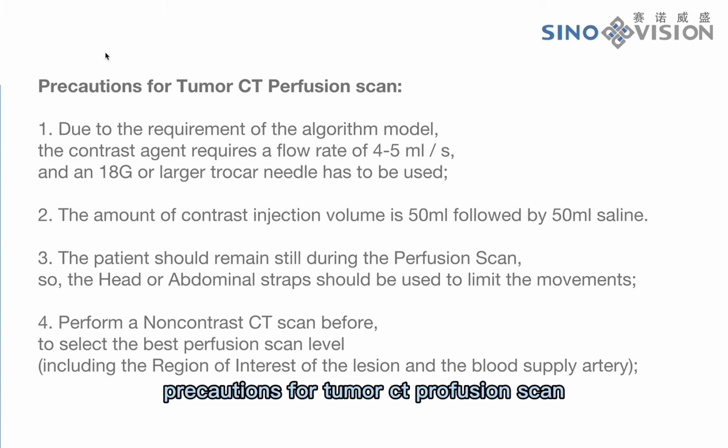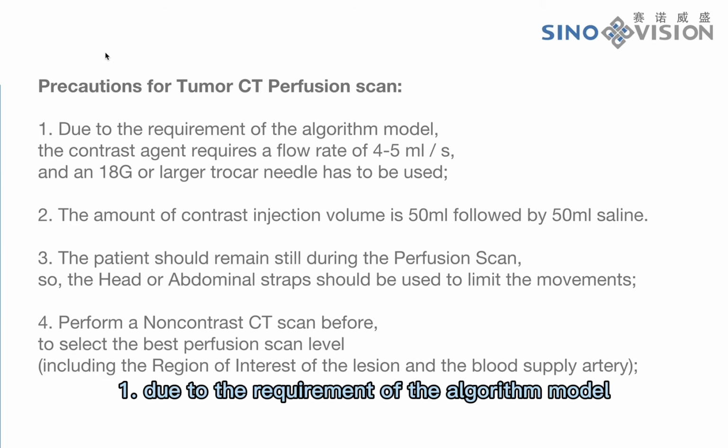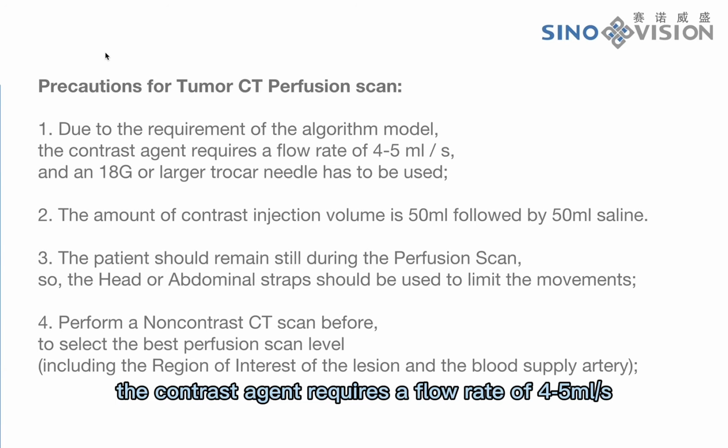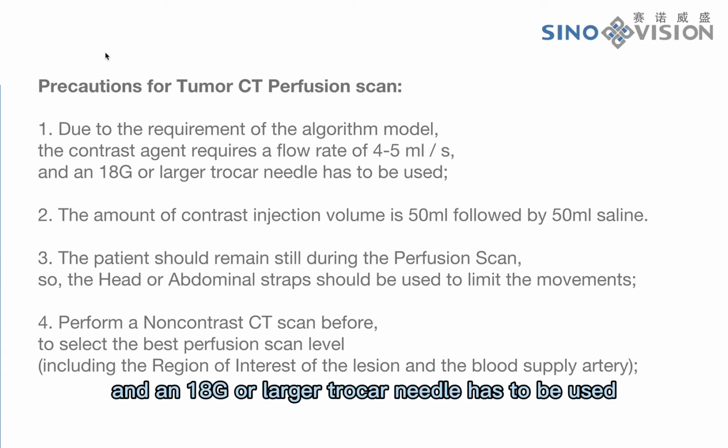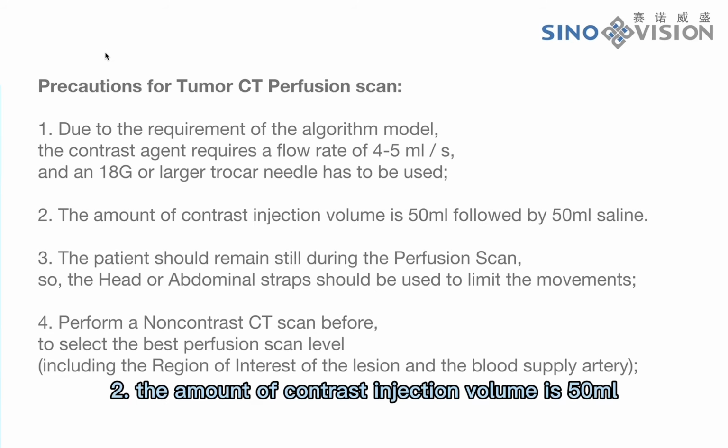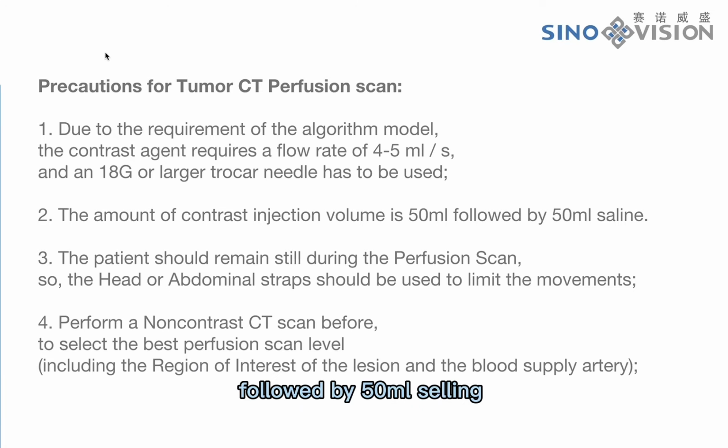Precautions for tumor CT perfusion scan. 1. Due to the requirement of the algorithm model, the contrast agent requires a flow rate of 4 to 5 ml/s, and an 18G or larger trocar needle has to be used. 2. The amount of contrast injection volume is 50 milliliters followed by 50 milliliters saline.